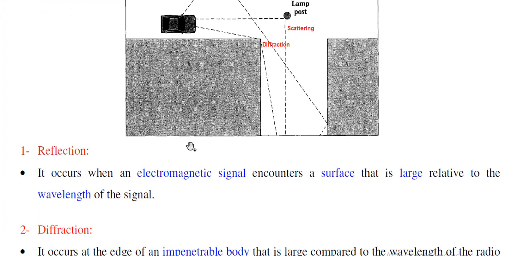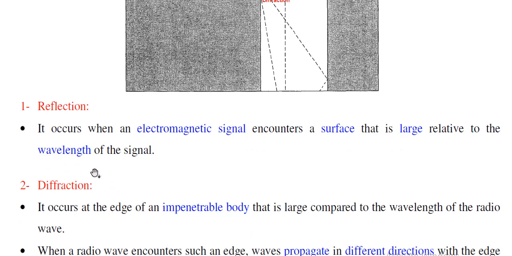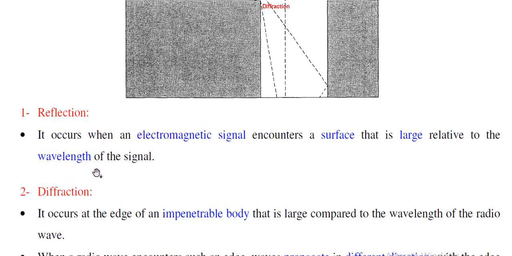So, by definition, we have reflection, the first one. When a signal hits a surface that is larger in terms of wavelength, then the signal will get reflection.